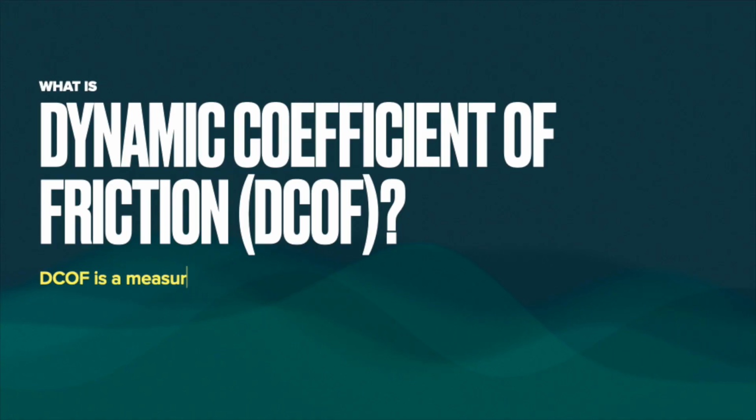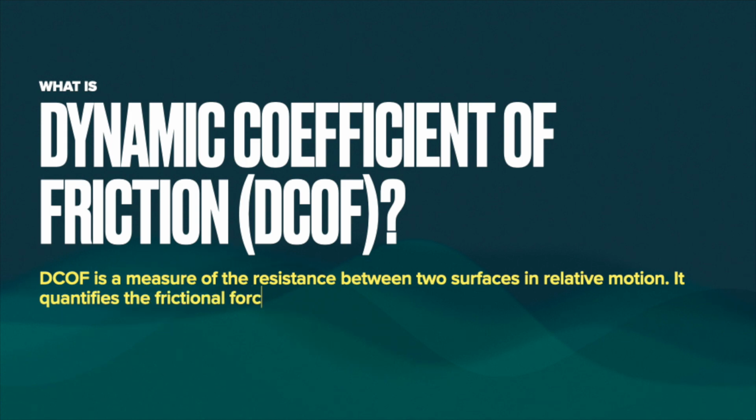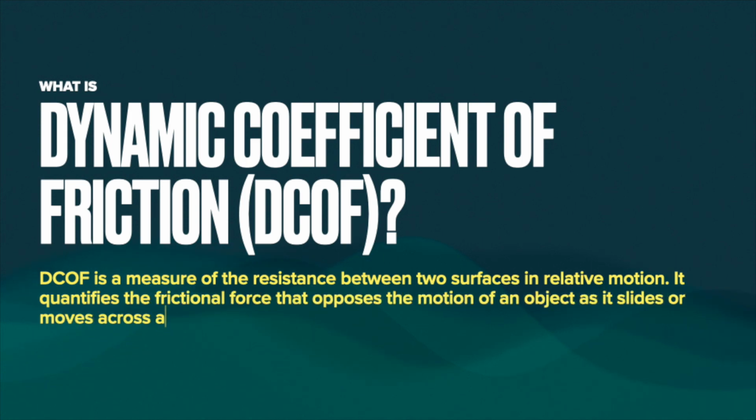First, let's begin by understanding what dynamic coefficient of friction, or DCOF, is. DCOF is a measure of the resistance between two surfaces in relative motion. It quantifies the frictional force that opposes the motion of an object as it slides or moves across another surface. The value of dynamic coefficient of friction depends on several factors. This includes the nature of the materials in contact, surface roughness, temperature, and the presence of lubricants or contaminants.